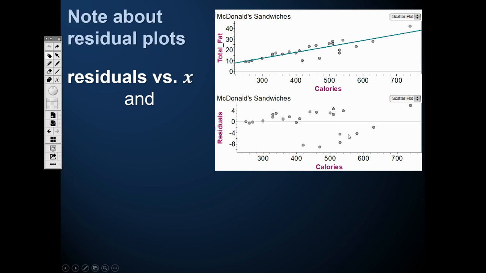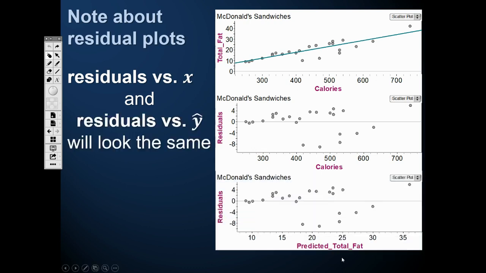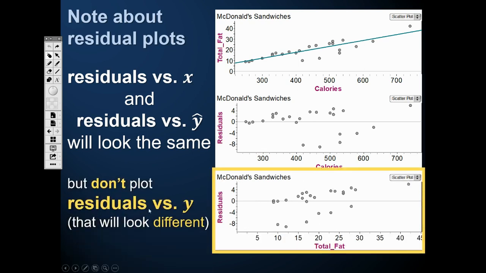more measured. We can also look at the residual plot and we can see predicted total fat, and those look exactly the same. So predicted total fat, this is the y hat values, are prediction values, and the graphs look similar. Notice the scale's different, but the graphs look similar. Still no pattern. That would be different than if I looked at the residuals versus y. If I just put the total fat there, that's not a good residual plot. That's not going to tell me anything. I don't want to use that.